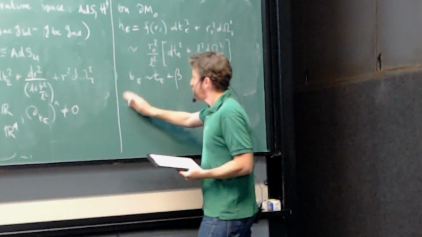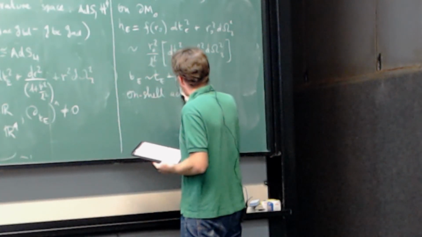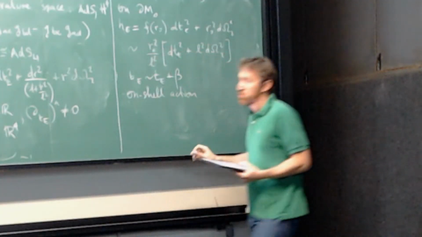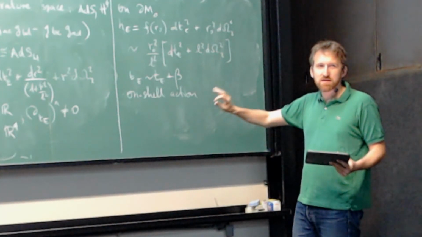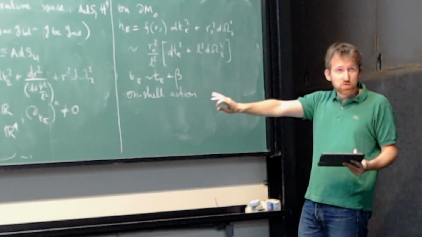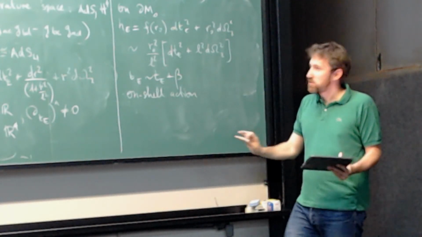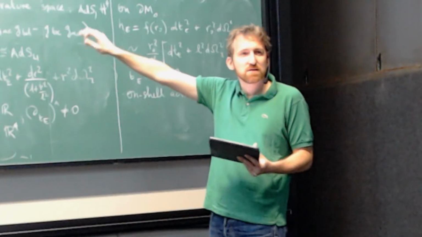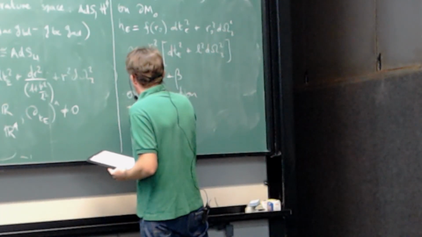So now we compute the on-shell action of this space. Do you agree that this is a good saddle of the gravitational path integral that I want to consider? I fixed the boundary condition. This is a solution to Einstein's equation with the appropriate boundary condition. It's a good saddle that I should be able to compute its energy and so on. Okay, so you compute the on-shell action.